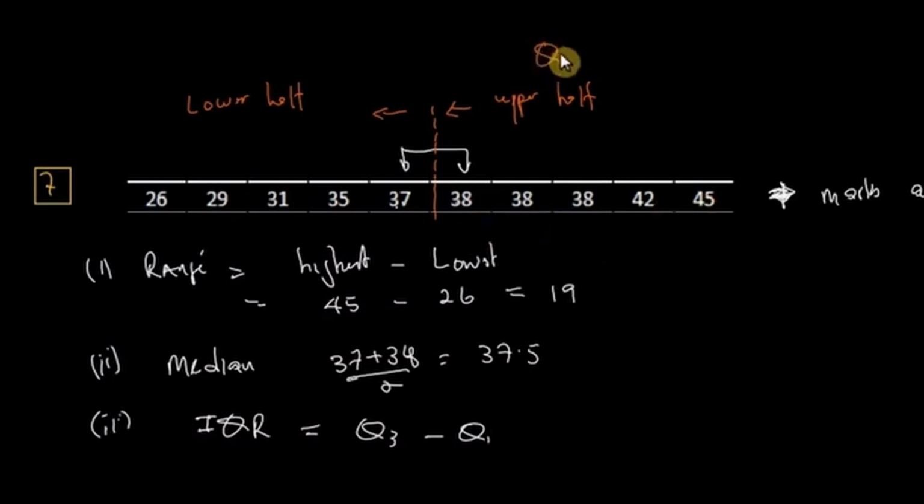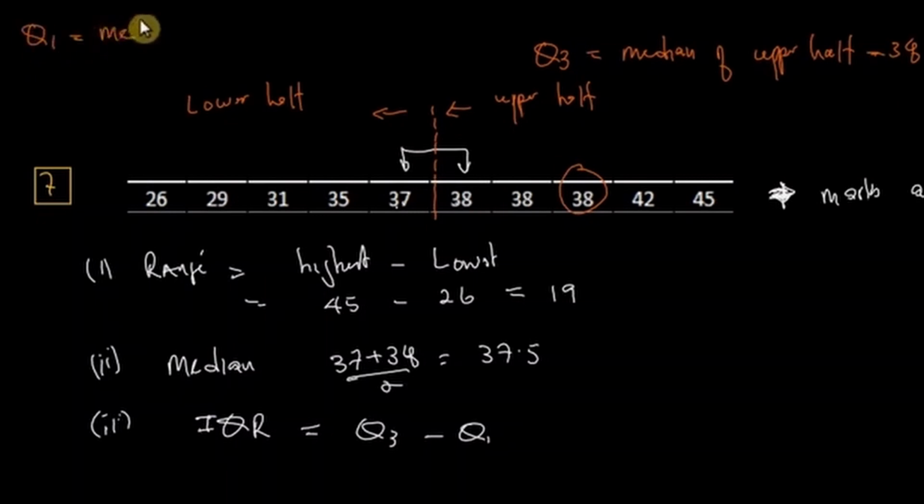So let's write: Q3 is the median of the upper half. And in this case, we do have a center number, so that's 38. And similarly, Q1 is equal to the median of the lower half. And we do have a center mark, which is equal to 31. Therefore, IQR is equal to 38 minus 31, and that's equal to 7.